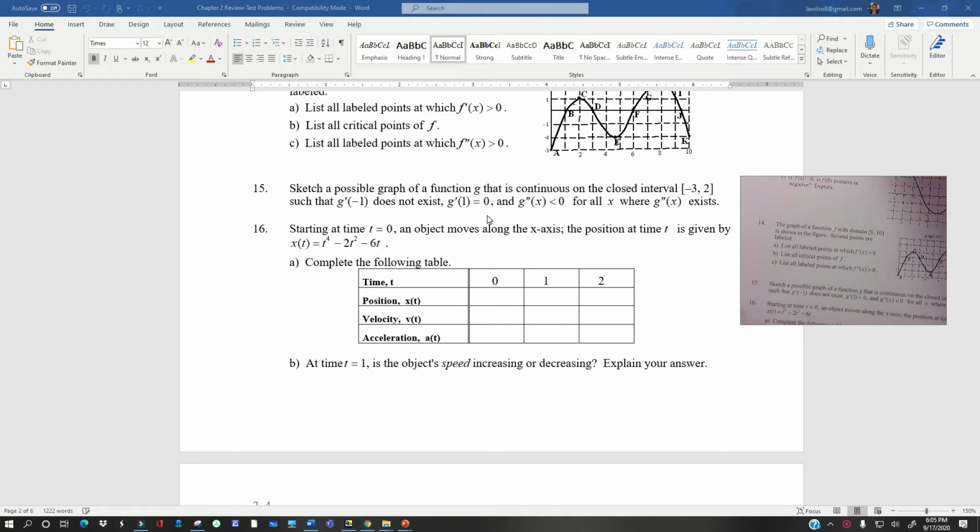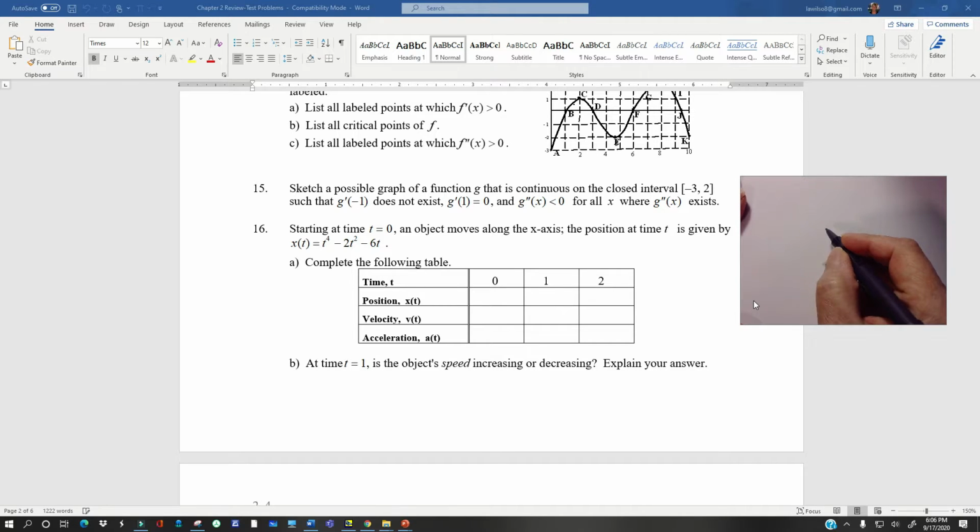And 15 is hard because they want you to sketch a possible graph. So there are many possible graphs. Let me just get that out of the way, and I'll make this bigger in a minute. Sketch a possible graph of a function g. I'm just going to note here real quick, we've got an interval from -3 to 2. I'm going to note the characteristics.